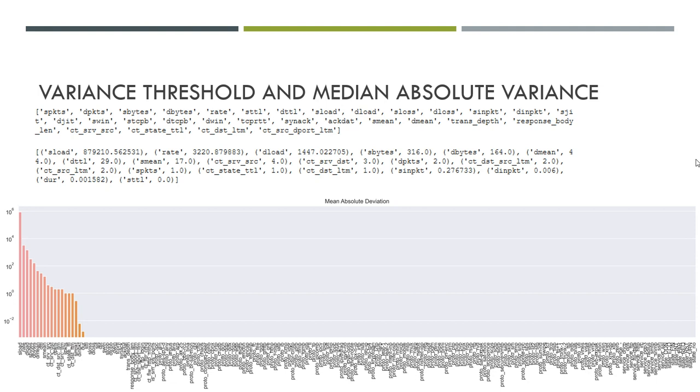Another way we can measure the variance of the features is with the median absolute deviation. This statistic is similar to standard deviation, but more robust to outliers. Again, the assumption is that features with higher variability will provide more information. We can see a few features with a high median absolute deviation, but the majority very small or zero.